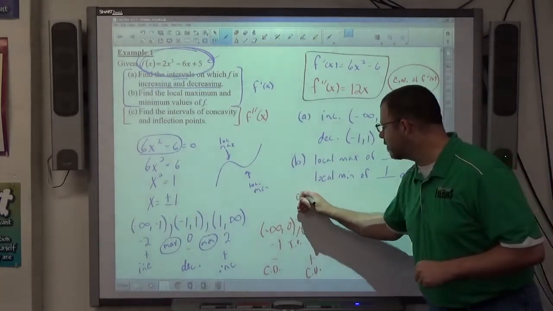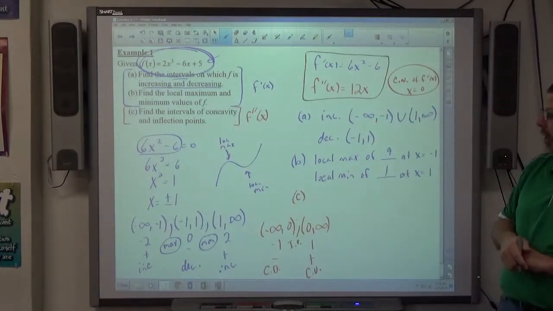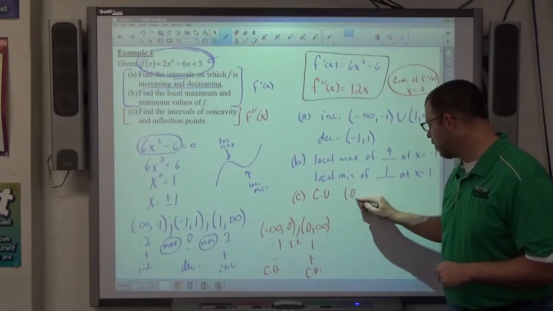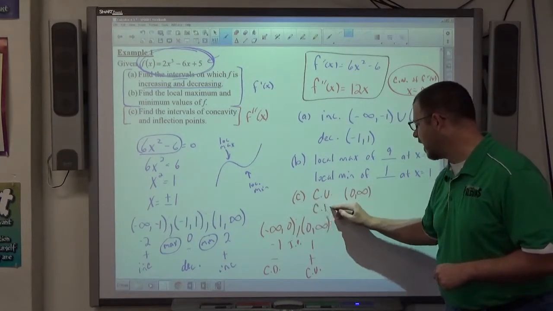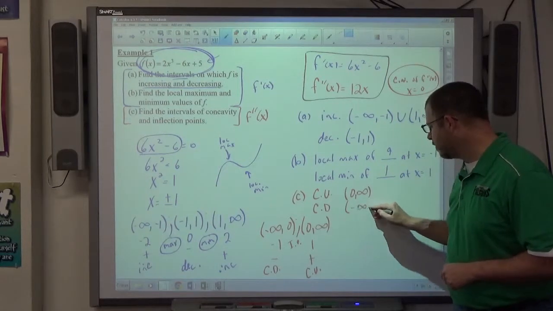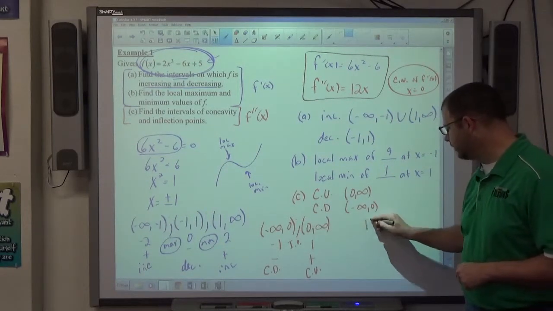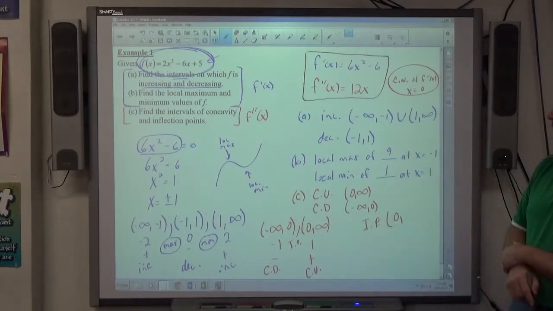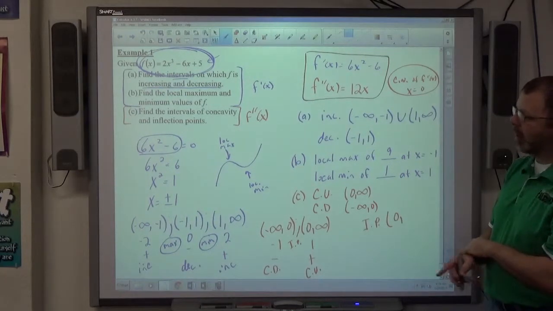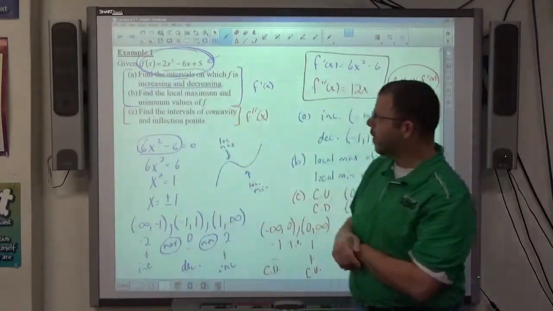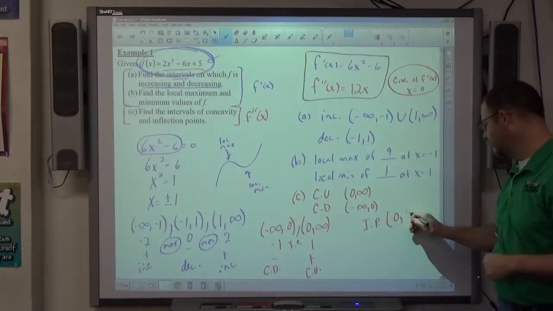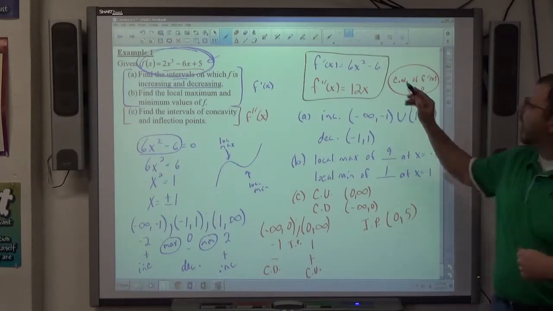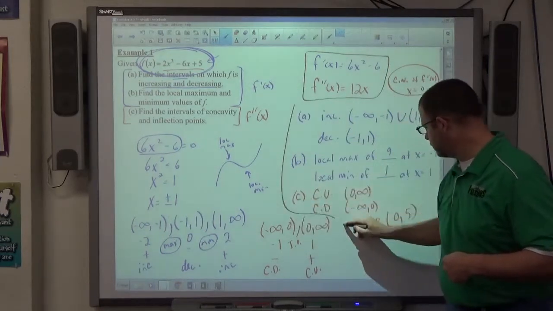So, for part C, it said identify the intervals of concavity and inflection points. Concave up, 0 to infinity. Concave down, negative infinity to 0. Inflection point, 0 comma something. If I put 0 in place of f of x, what do I get? 5. Inflection point 0, 5. So as far as what they asked me to do, there you go.